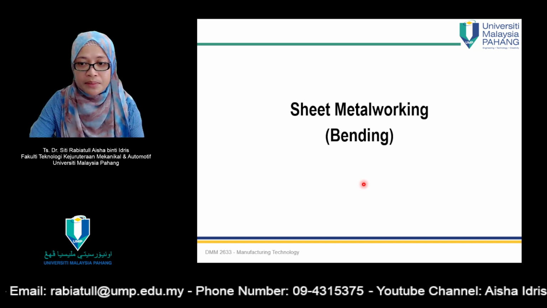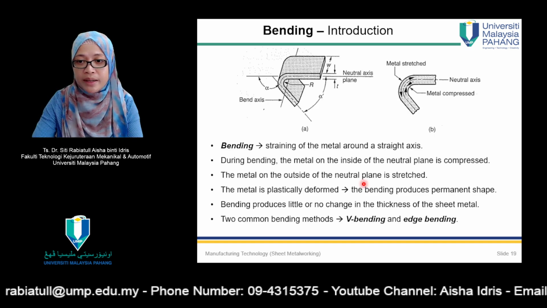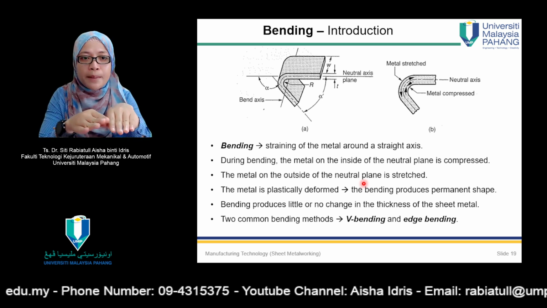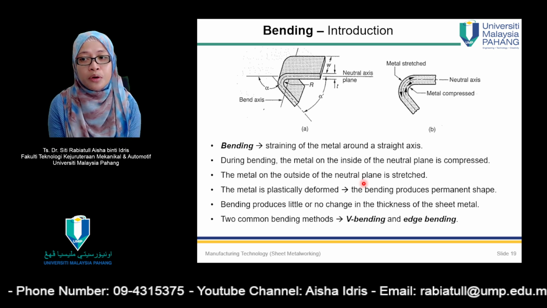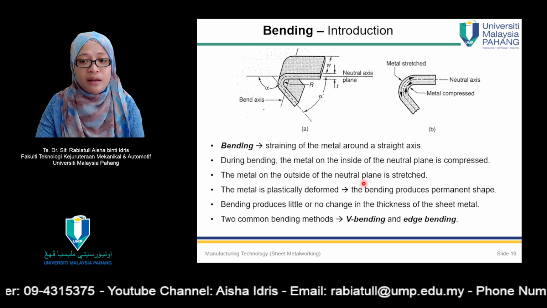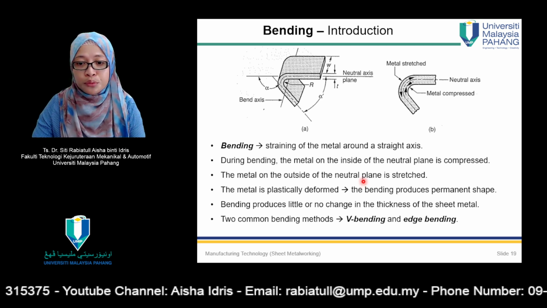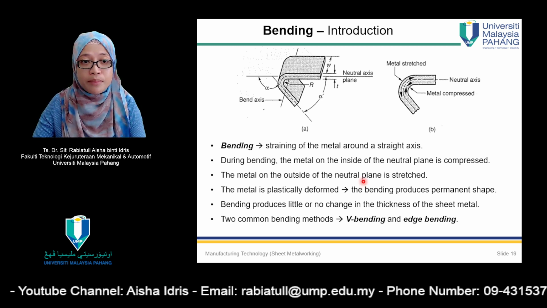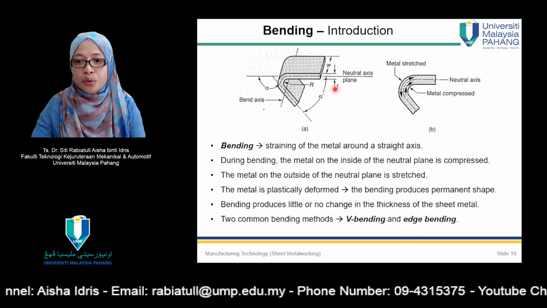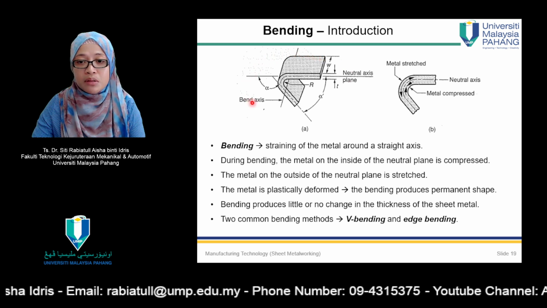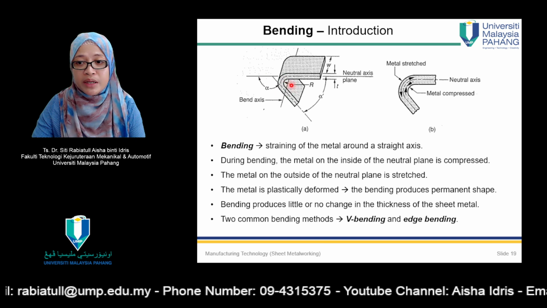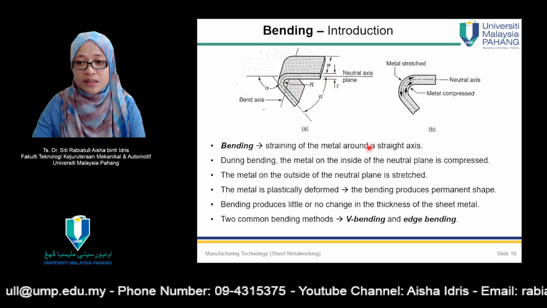Move on to the second type of sheet metal working, which is bending. Bending means you have a sheet metal, then you start forming it by bending it a little bit, to a certain bending angle. Two common bending methods are normally conducted, like V bending and edge bending. So you can look at the terminology, the symbols over here. This is the bending axis, bending angle, bending radius, stock thickness.